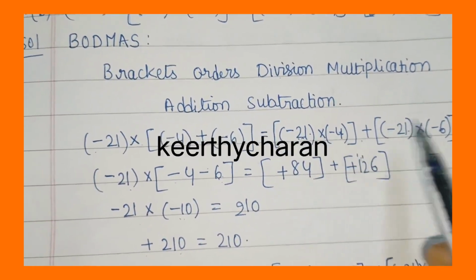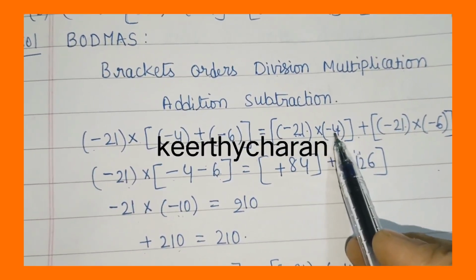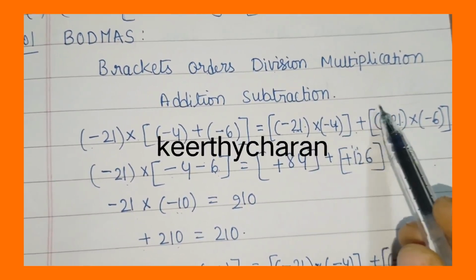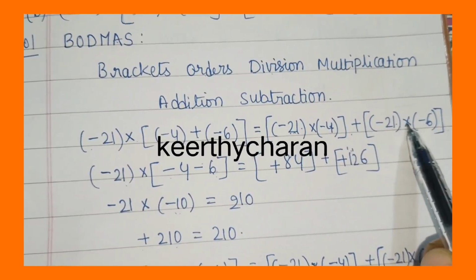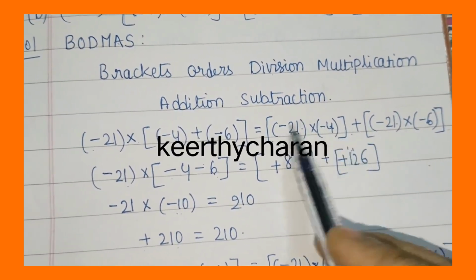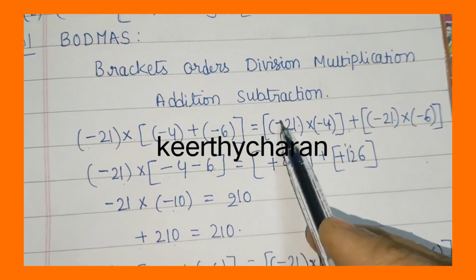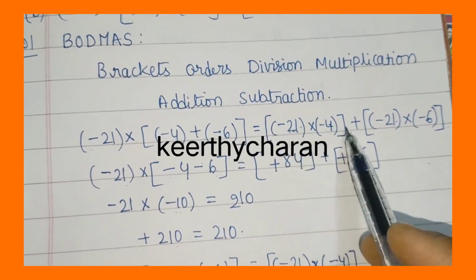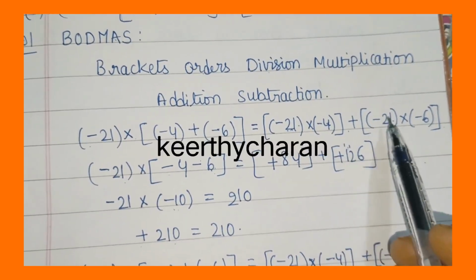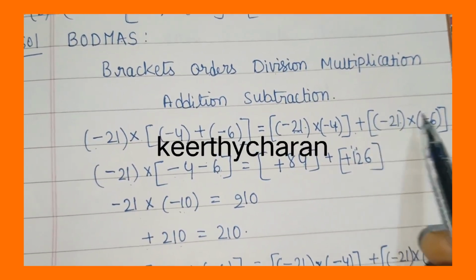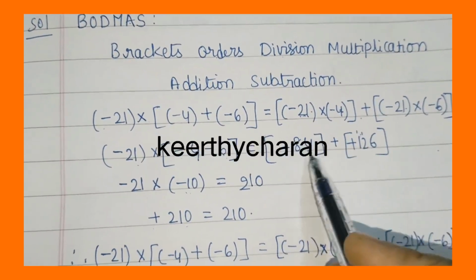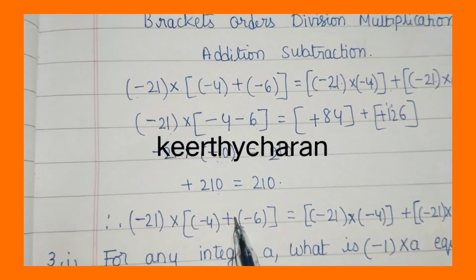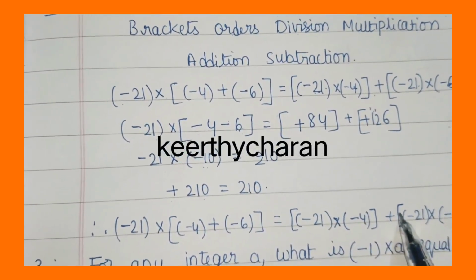Like that, if you come to this side, minus 21 into minus 4 and minus 21 into minus 6, these are in square brackets. This one first you have to solve. Minus into minus is plus, so if you multiply it will become plus. 21 into 4 means 84. 21 into 6 means 126, and minus into minus means plus will come. So if you add these two, 210 will come. So 210 is equal to 210. So this equation is equal to this equation.